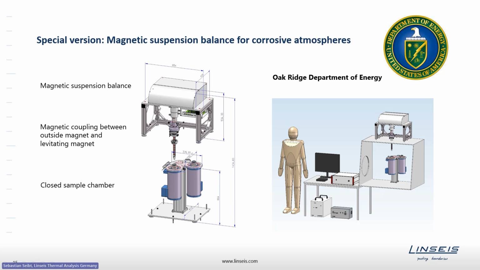So that's already a separation of the balance from the reaction chamber, and even there you can put the balance outside of a glove box and the furnace with the sample chamber into the glove box. That can be seen on this sketch drawing on the right side. So this is what we already did for the existing magnetic suspension balance, which is made for corrosive atmospheres. Just to mention that as a very special thermobalance.